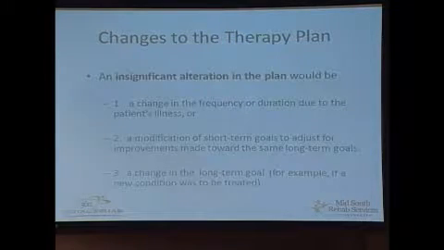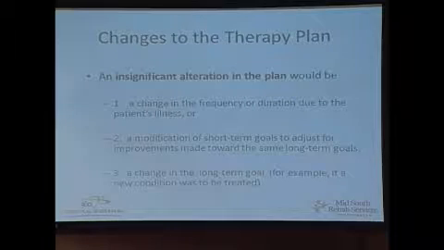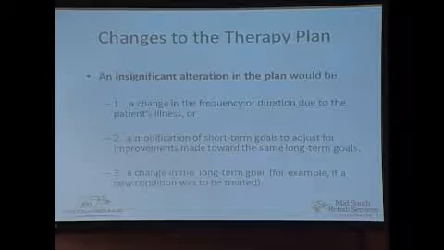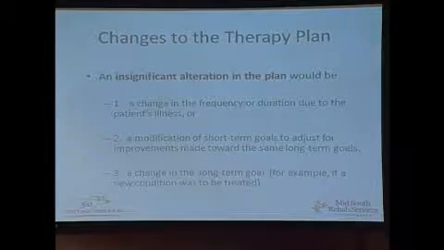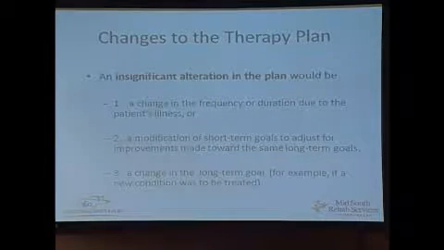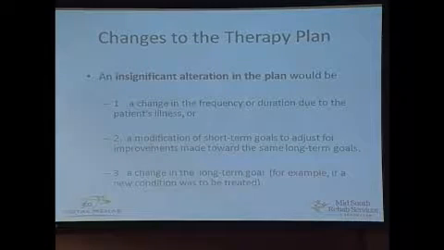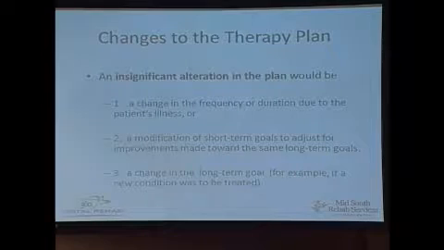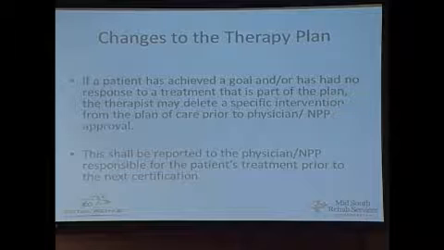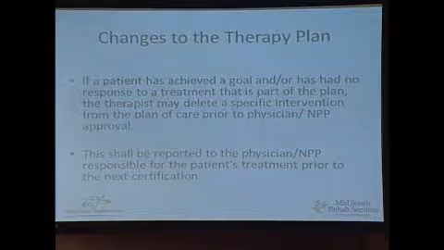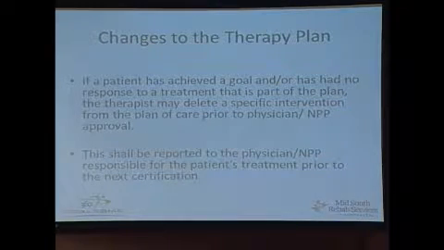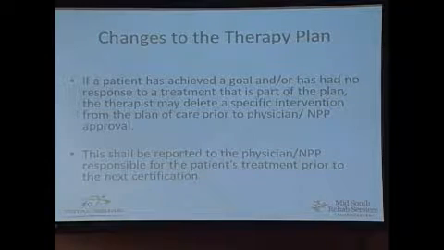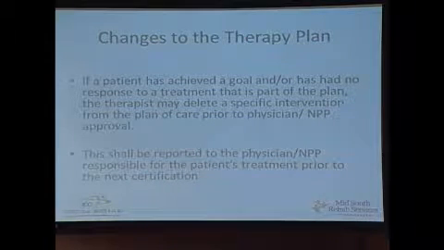Yeah, there's an error in this slide. Number 3 is not pertinent to that. You can change the frequency and duration, and you can modify short-term goals. Draw a line through the third one. That's a significant. Medicare says a change in the long-term goal, when you're adding a new goal, it requires a new physician signature. Did you draw a line through yours? See, you're not following instructions. Draw a line through it, because she's going to come back. Draw a line through number 3.